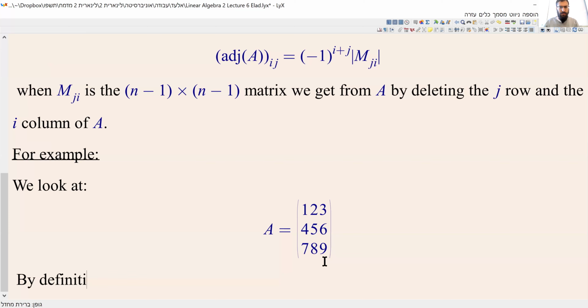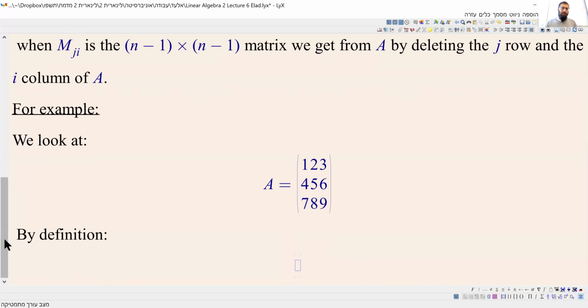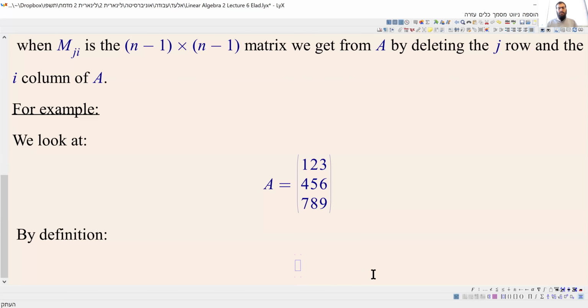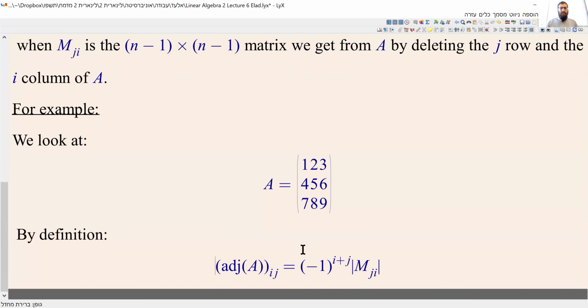By definition, this will be a bit exhausting, more than a bit boring, but one example is necessary.